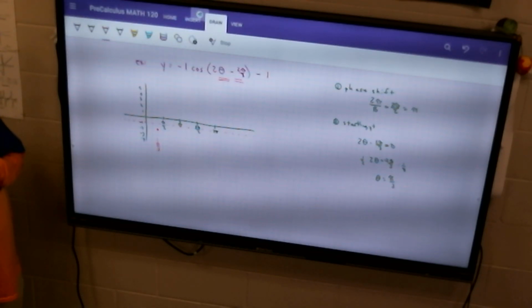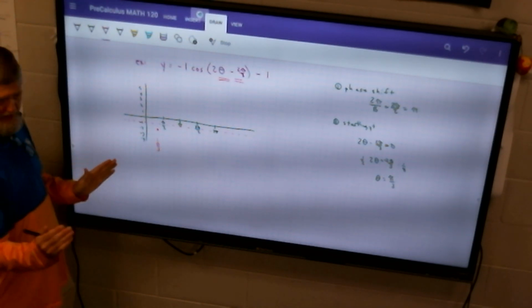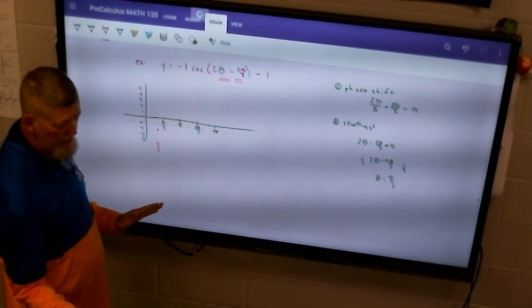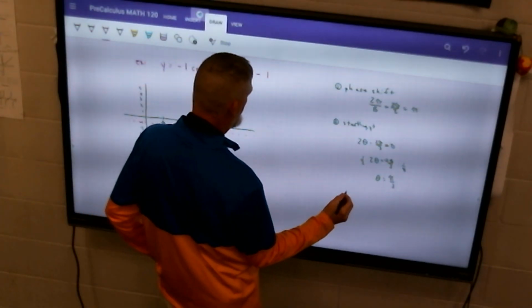Correct. So we start at the min or max. In this case, min because it's a reflection. Okay, so that's my starting point. Now, how do I find my ending point? That's my next thing to do. You have to take the phase shift plus the period.